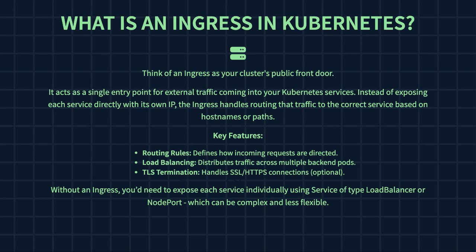Instead of having a different IP address and port exposed for every single service, an ingress provides a single point where traffic from outside your cluster comes in. It smartly routes the traffic to the right service based on things like the domain name you're using or the URL you're requesting. It simplifies accessing your services and often includes load balancing and even SSL termination, making it much more manageable than exposing each service directly.